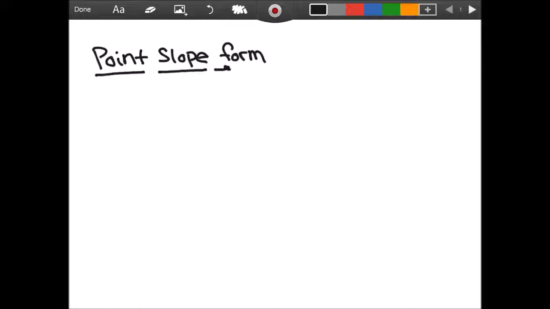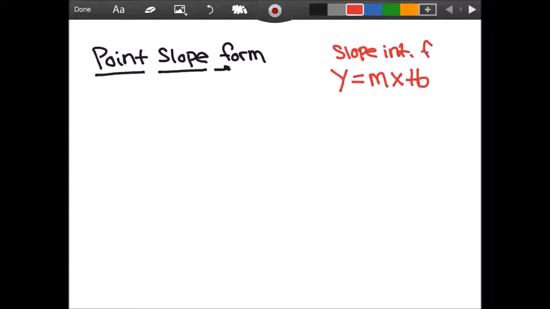Just like it sounds. We are going to be using our slope-intercept form, which we saw in the last video, is y equals mx plus b. This is slope-intercept form or formula. I also like to call it y equals. So whatever you want to call it, stick with it and go with that.